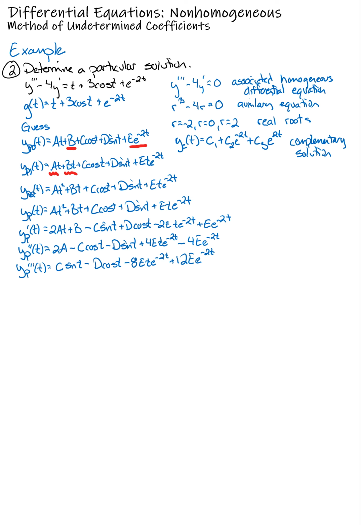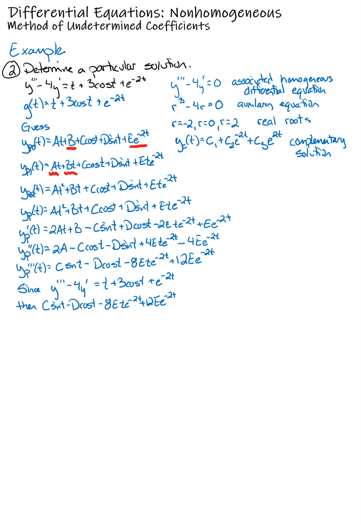All right, well, now, since our differential equation is y triple prime minus 4y prime is equal to t plus 3 cosine t plus e to the negative 2t, we can write that y triple prime is c sine t minus d cosine t minus 8et e to the negative 2t plus 12e e to the negative 2t, minus 4y prime.